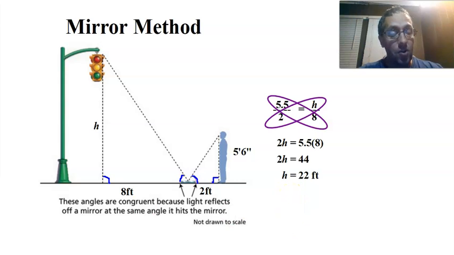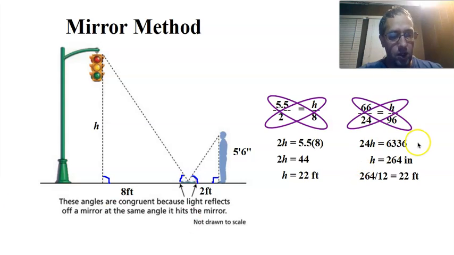Just so you can see this, we could do this all in inches. If we do this in inches, we have 66 inches. 2 foot is 24 inches. 8 foot is 96 inches. All right. Still going to do cross products there. And we get this. It's a little bit uglier because then at the end we have to change it back into feet. Right? Alright, but still just setting up a proportion.